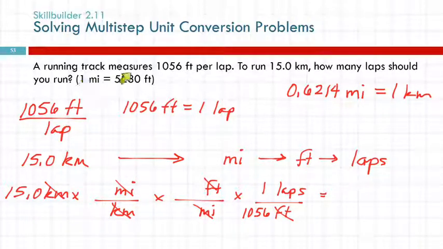We were given the relationship between miles and feet. 1 mile is 5,280 feet. And we looked this one up, the relationship between miles and kilometers. 1 kilometer was 0.6214 miles. So 15 times 0.6214 divided by 1 times 5,280 divided by 1 times 1 divided by 1,056.